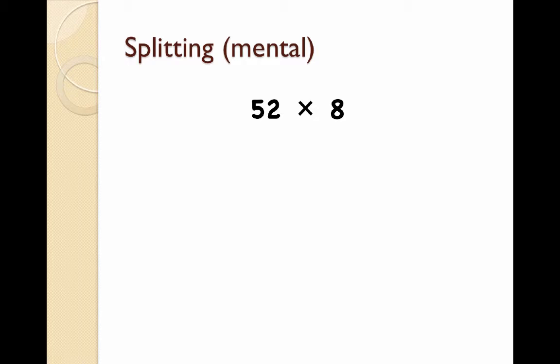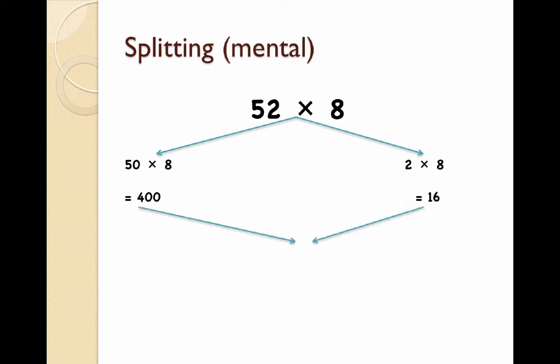Let's try the 52 times table, 52 times 8. I'm going to split that 52 into 50 and 2. So I'm going to do 50 times 8 and 2 times 8. Now 50 times 8, I do 8 times 5, which is 40, and then I put a 0 on the end of it because I'm not multiplying by 5, I'm multiplying by 50. 2 times 8, that's 16. If I put those two numbers together, I get 416. All of that done in my head.